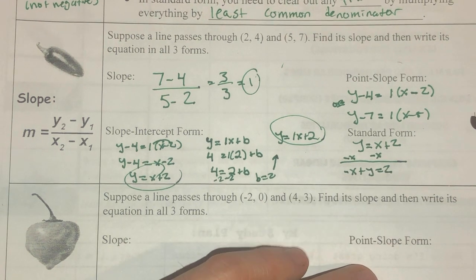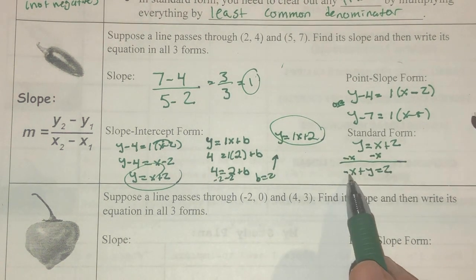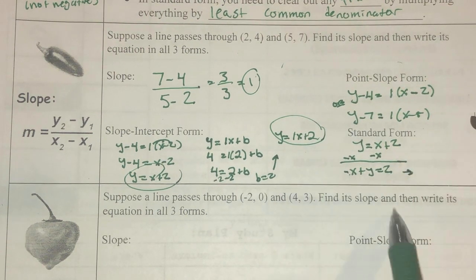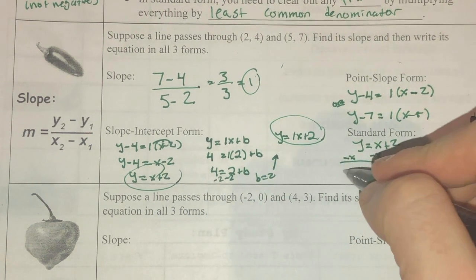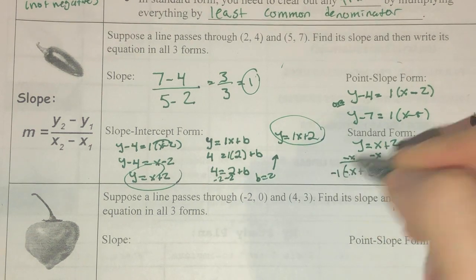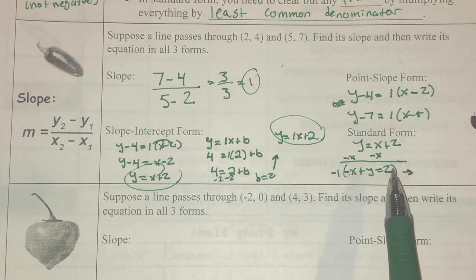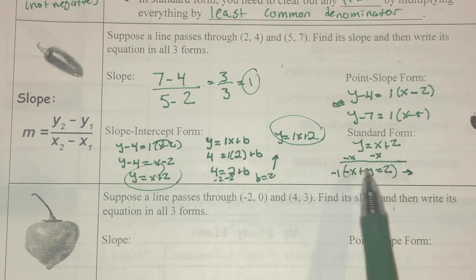Now, technically, you're not supposed to have a negative sign in front of the x. X is supposed to be positive. So some would argue you're supposed to multiply everything by -1. Okay, I'm actually fine with you leaving it like this, depending on the class. So I've taught it a couple different ways now.